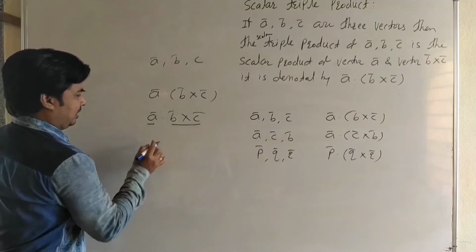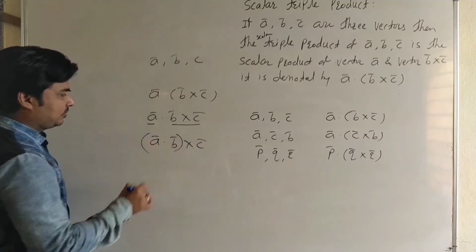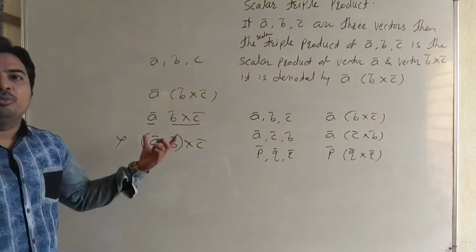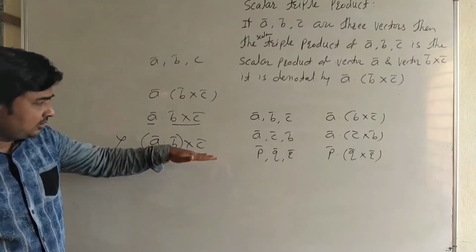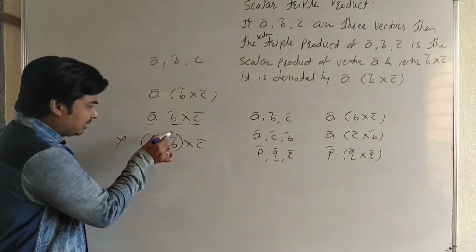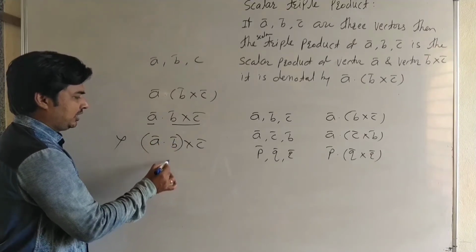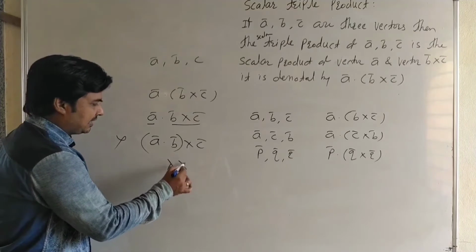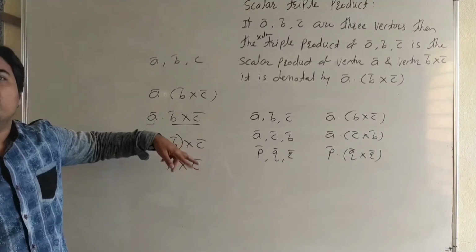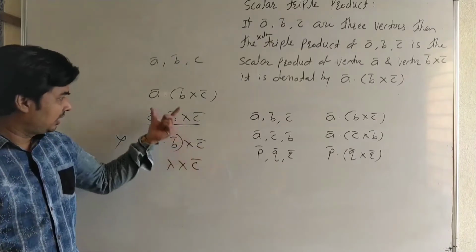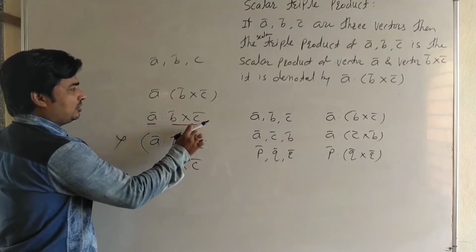But if we take a bar dot b bar first and then cross c bar, it does not have meaning. That is meaningless. Why? The dot product of these two vectors is a scalar quantity. Suppose we call this scalar lambda, then lambda cross c means a scalar and a vector, and there is no vector product between a scalar and a vector. Listen carefully: a bar dot b bar cross c bar.